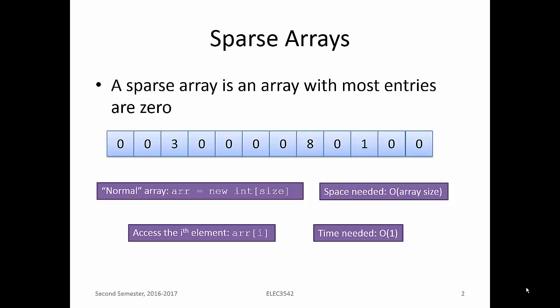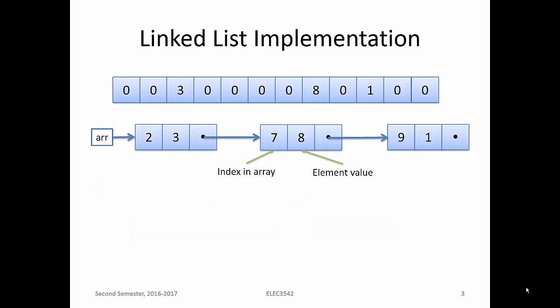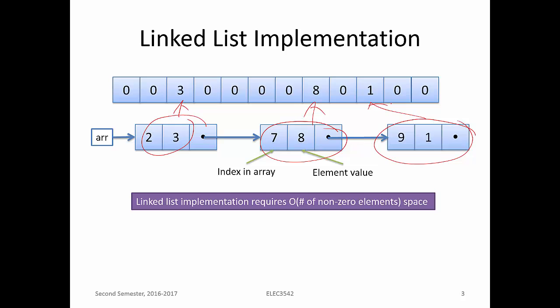To store non-zero array elements in a space-efficient manner, we can use a linked list that links the non-zero elements together as shown. Each node in the list carries the array index and the element value. The nodes are arranged in the order of indexes from small to large. In this example, there are only 3 nodes in the list. The space needed for this linked list implementation is related to the number of non-zero elements. If the array is sparse, this representation can save a lot of space.